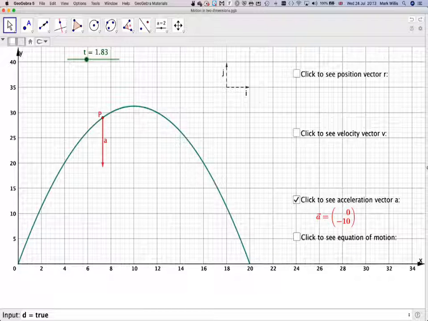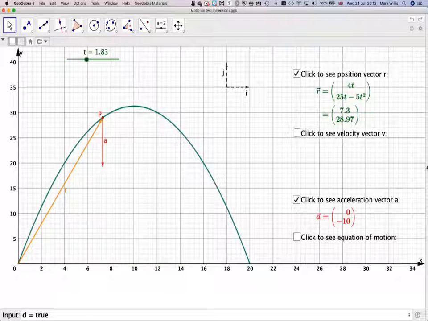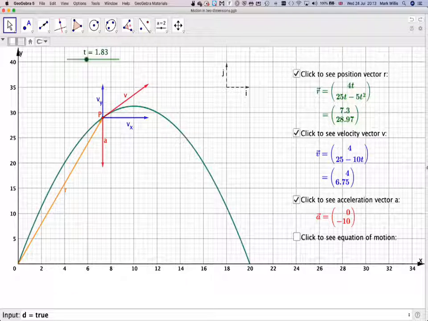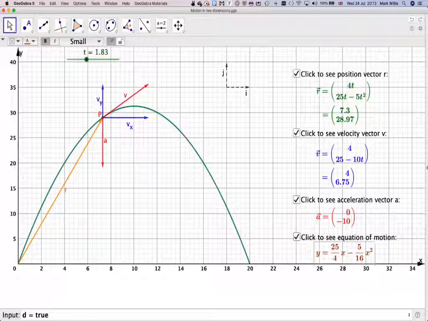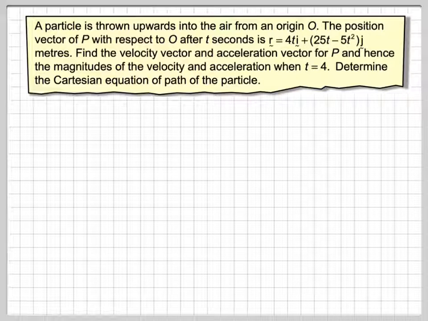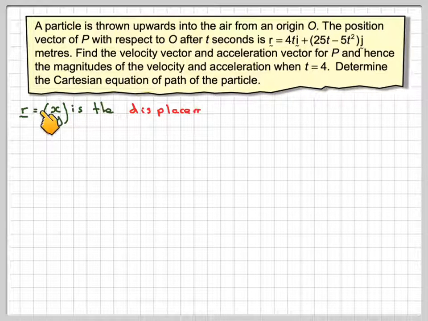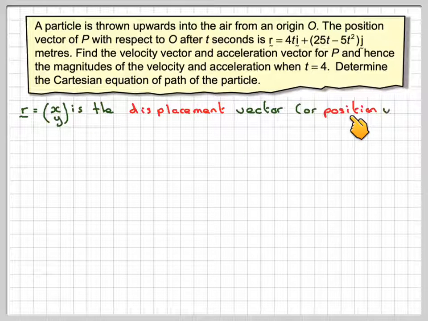This GeoGebra applet I will put in the notes of the video. Now, it's possible from the displacement vector to find the equation of this path, and I'll show you how to do that in the last part. So going back to the problem, the vector r is called the displacement vector, or we can consider it as the position vector.